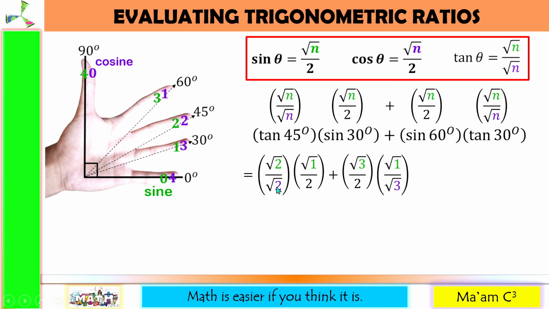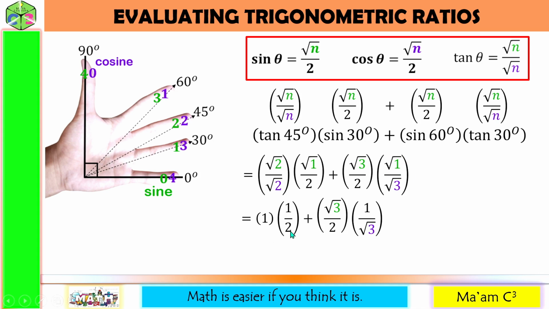Square root of 2 divided by square root of 2 is simply 1. Square root of 1 is 1. So this will become 1 over 2. Copy plus. Square root of 3 over 2 as is. Square root of 1 is 1. So we have 1 over square root of 3. 1 times 1/2 is still 1/2. And then square root of 3 here can be cancelled out. So we have 1 divided by 2.